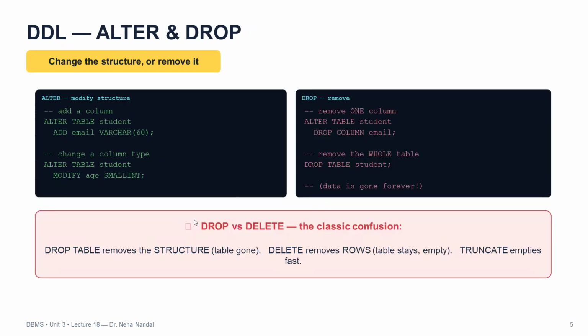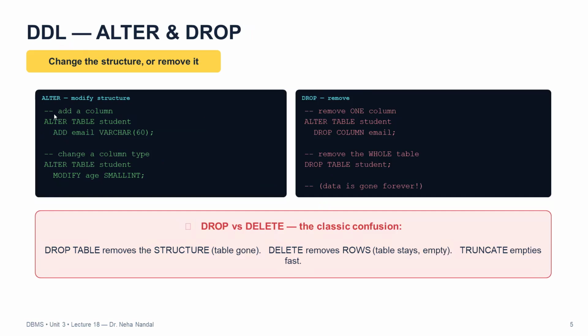The next command is alter command and drop command. So alter, you want to change the structure of the table. You can say you want to add a new column. So what we are doing here, here we are adding a new.